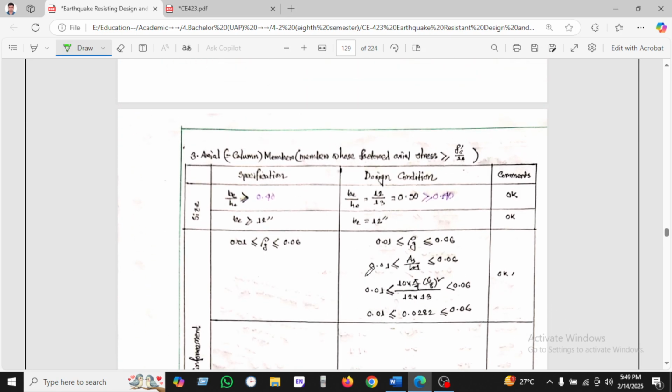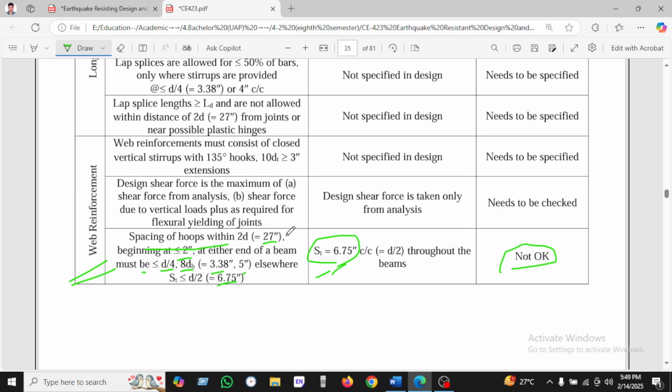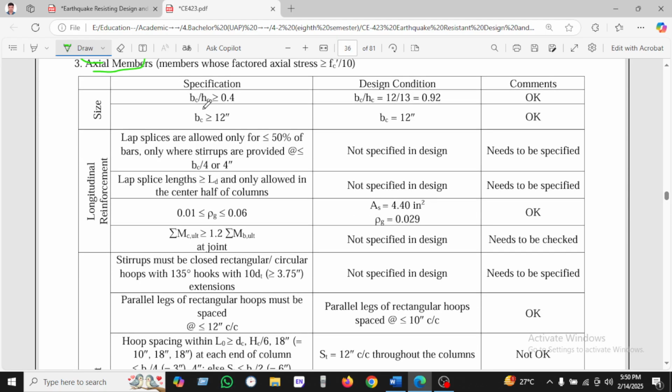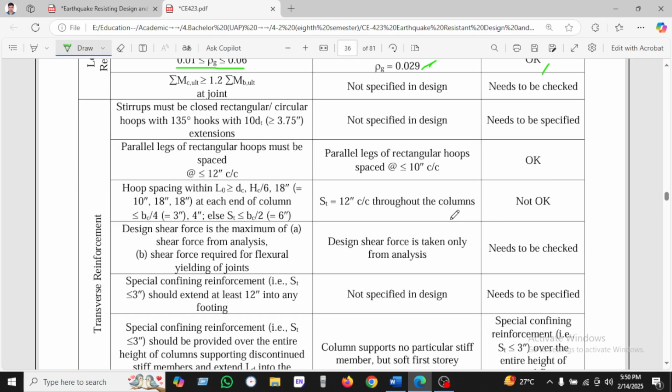Okay, so we have seen here the column. Here is the axial member, which is the column. The specification given is BC divided by 4, which is 4, and the design condition we found 0.92, and B is greater than 0.12, which is 2. This is also okay. So all the parameters we have seen here. The ratio we have used is between 0.1 to 0.6, but we have found 0.029. So this is also okay.